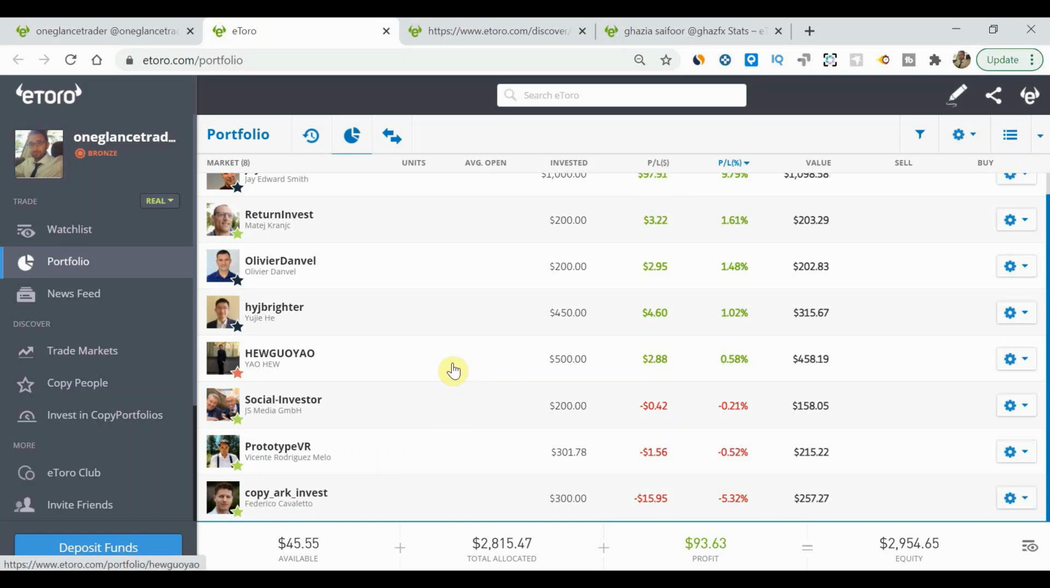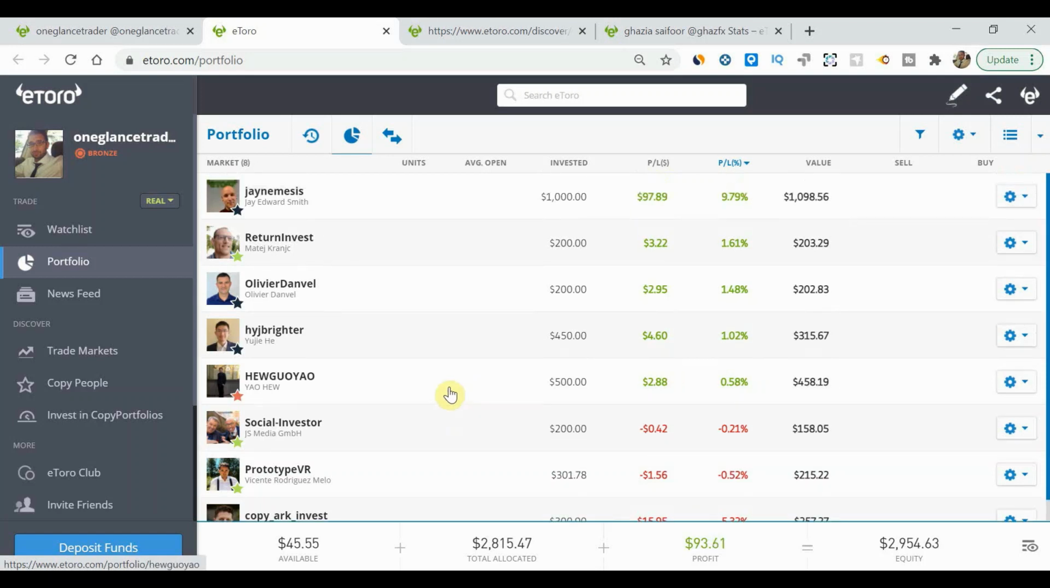Those two individuals invest heavily into tech stocks, which is why they are considerably down, especially Copy Arc Invest, as I mentioned inside the previous video. I've got no problem with that, because I believe in Cathy Wood's Arc Invest kind of portfolio, which is what Federico tries to mimic. So I'm completely comfortable with that. Over the long term, I expect to see some big growth and gains from Federico of Copy Arc Invest.